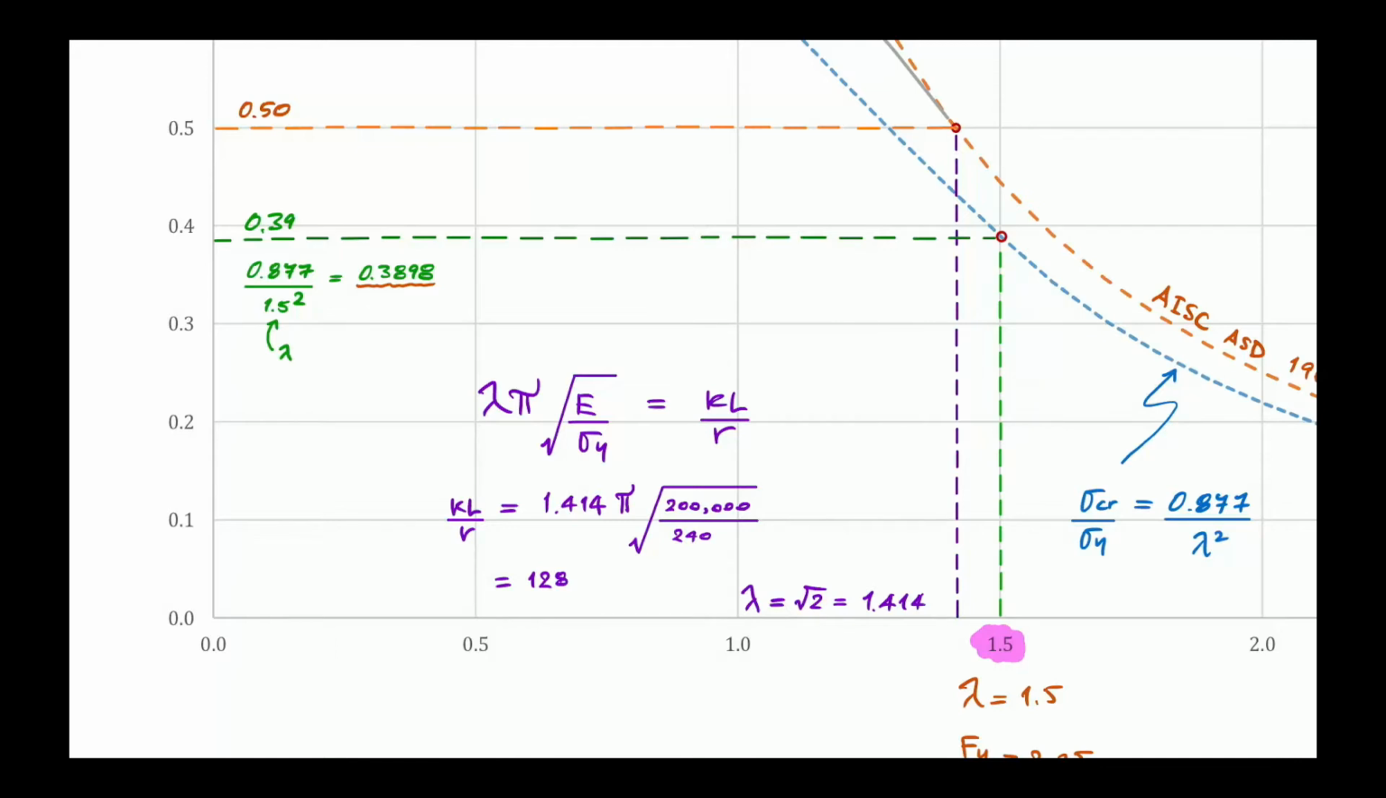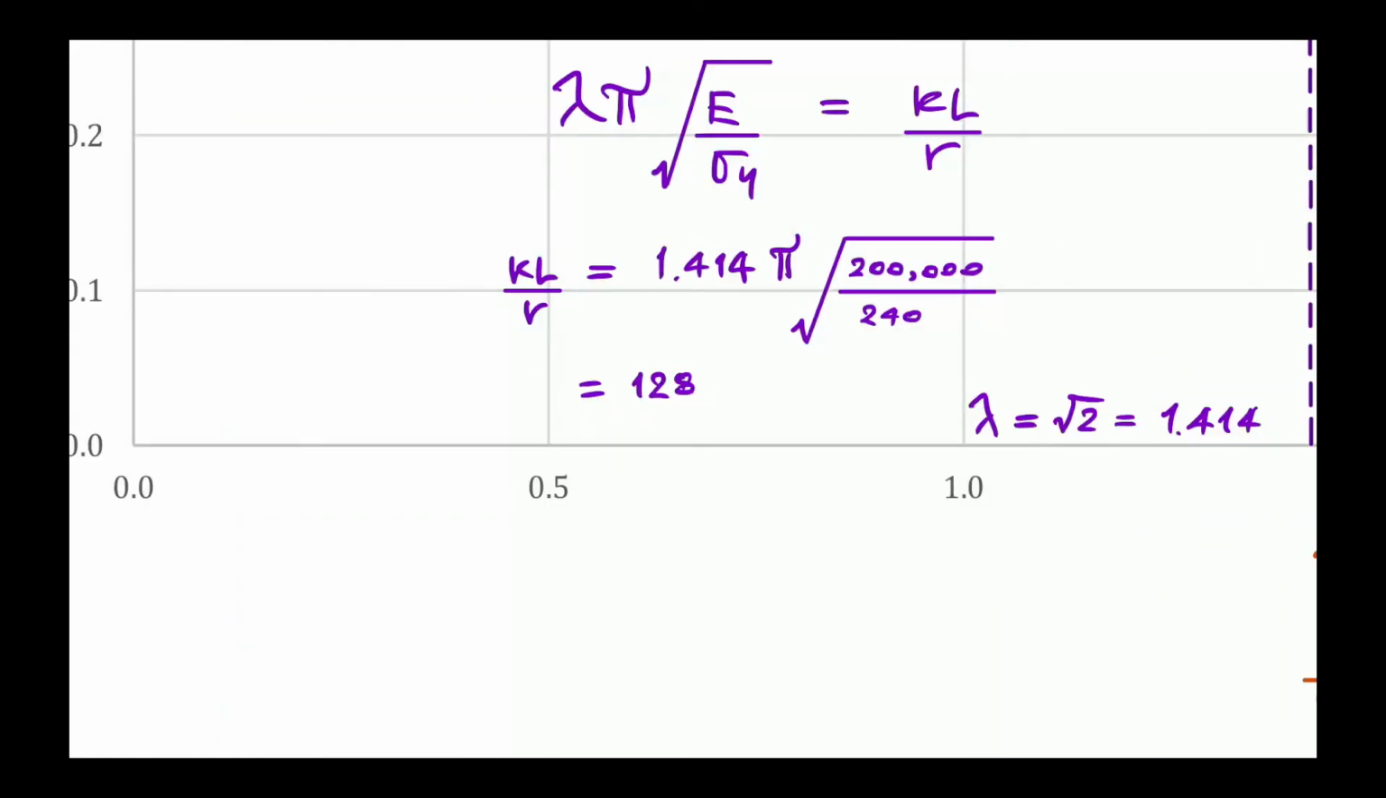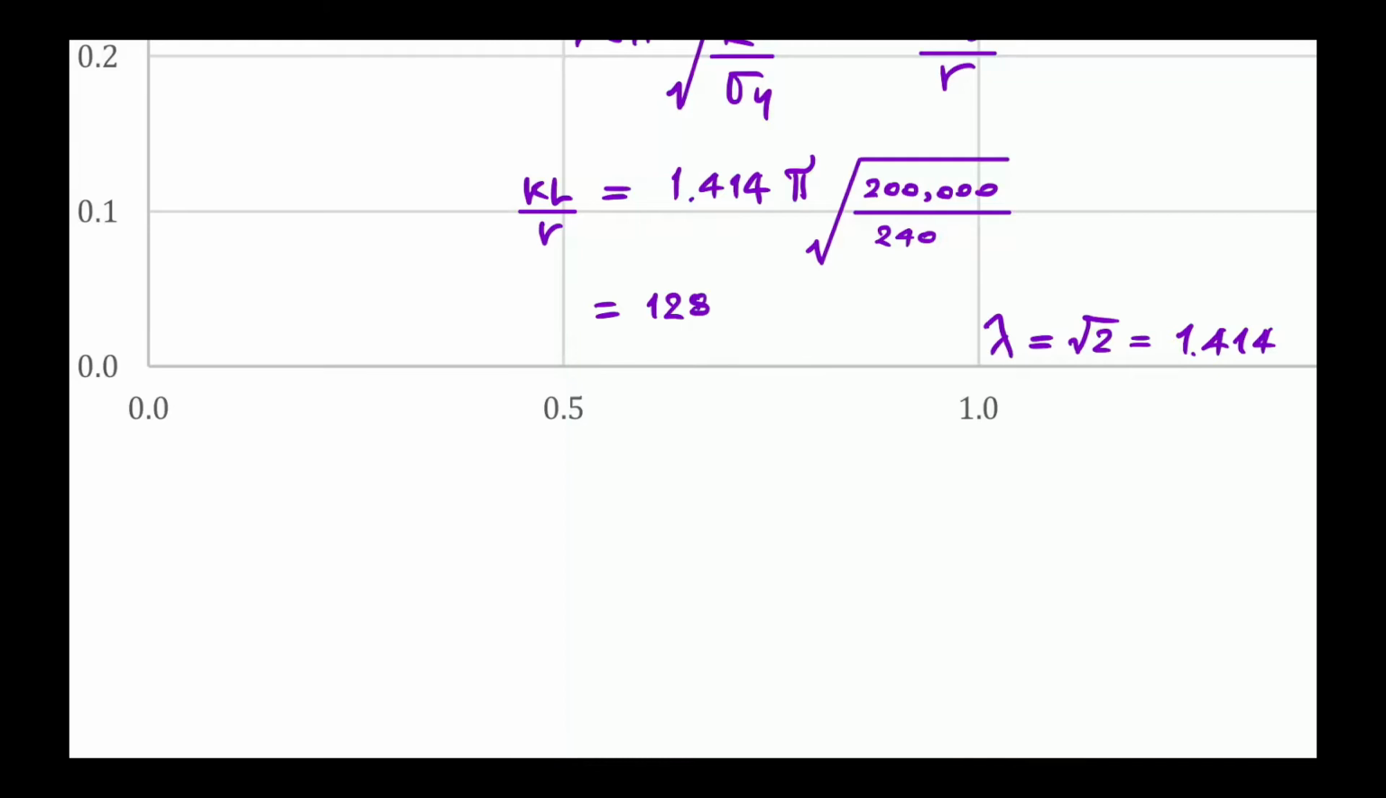So I can just drop in, if we use the A36 grade, KL over R equals 1.414 pi times the square root of 29,000 divided by the 36 grade, right? 36 KSI. I hate the unit. Okay.